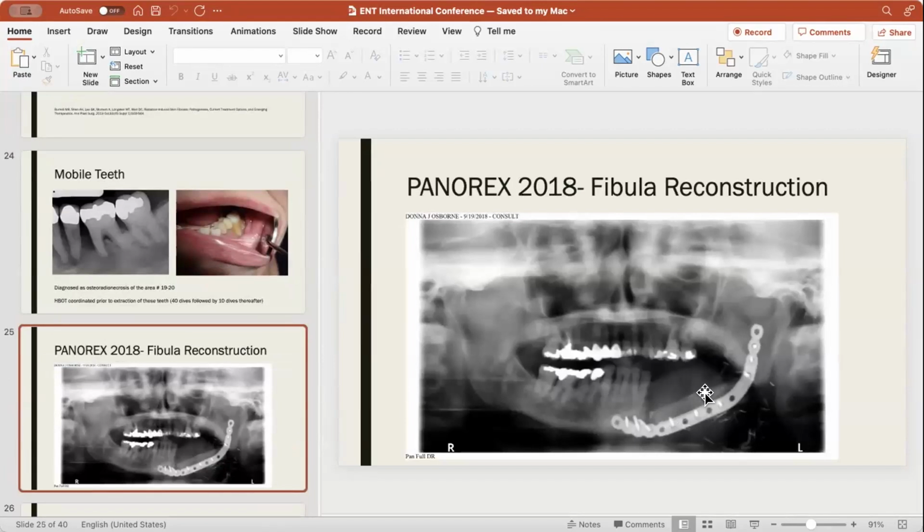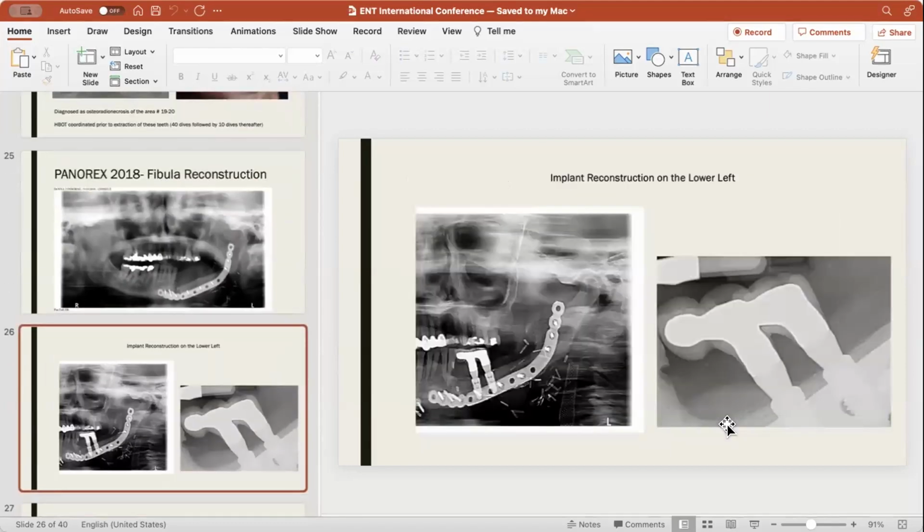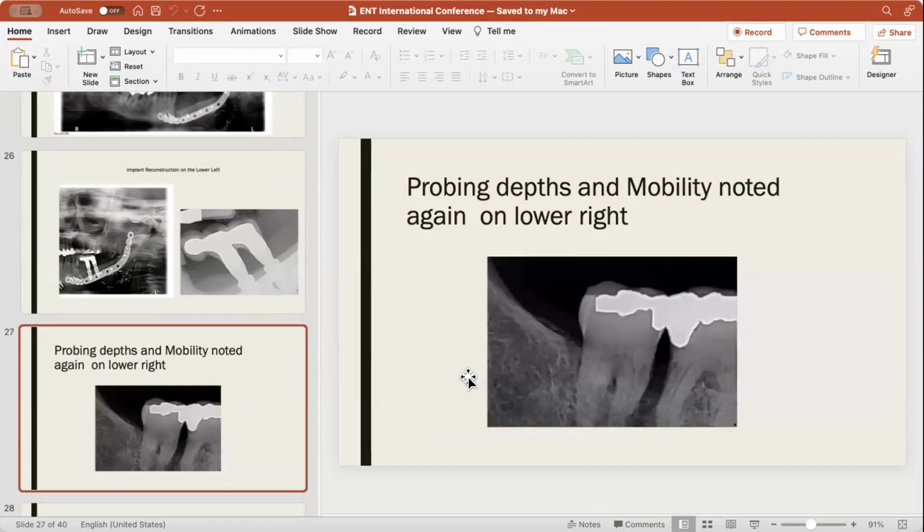So she had those teeth taken out and a fibula reconstruction done on the left side due to osteoradionecrosis and pathologic fracture at the time of the extractions. And she had done okay with this for a little while and said she wanted some teeth to be able to chew well. And so we placed some implants with the oral surgeon through a guide, placed ideally in this area so that she could have at least two teeth to chew with on this side.